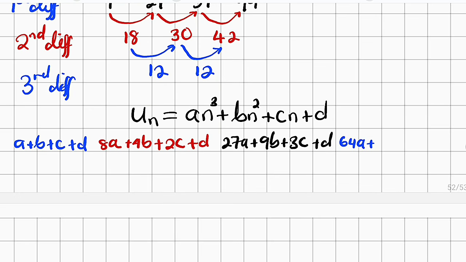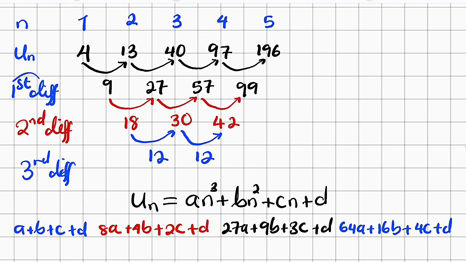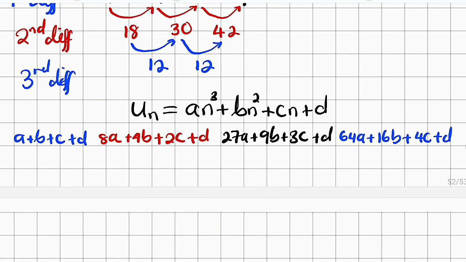64a plus 4 times 4 is 16b, 16b plus 4c plus d. All right. The same thing, we have taken first, second, and third difference. We are going to do the same thing here. What will be the first difference? To find the first difference from here to here, all you have to do is to take this and subtract this. 8 minus a will give us 7a. 4b minus b will give us 3b. 2c minus c will give us c. D minus d is 0.